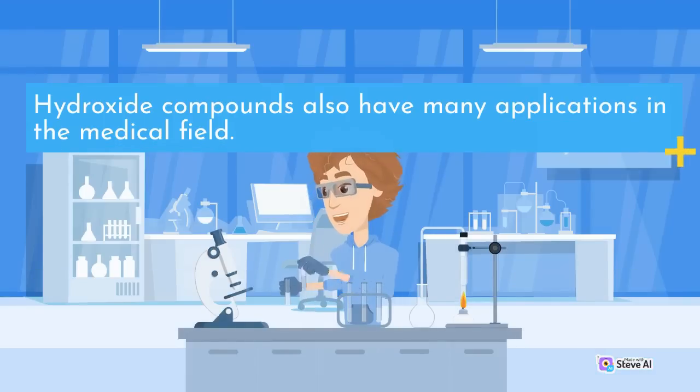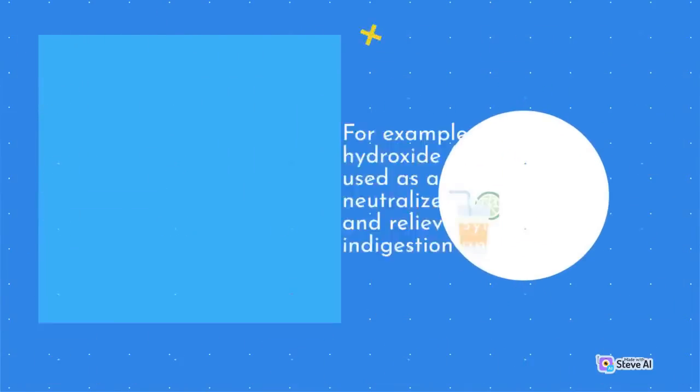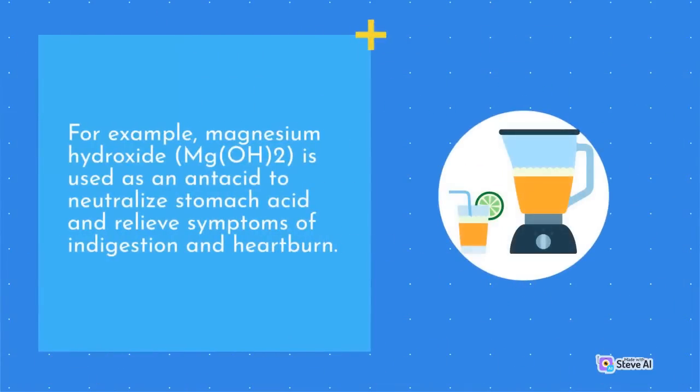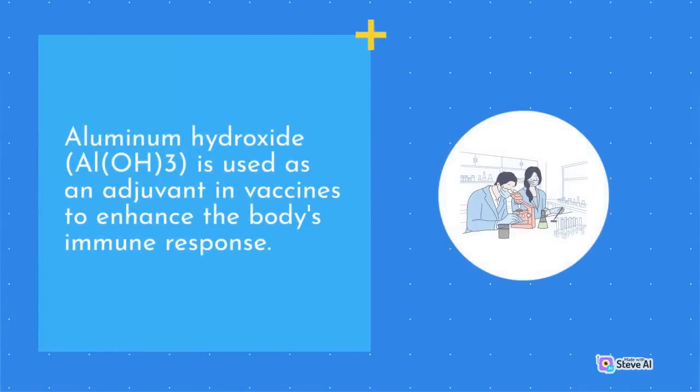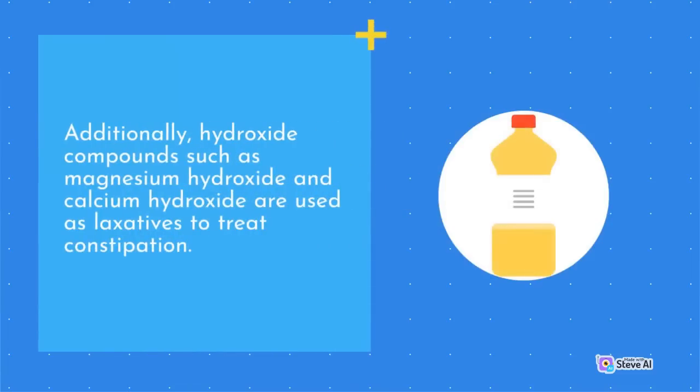Hydroxide compounds also have many applications in the medical field. For example, magnesium hydroxide, Mg(OH)2, is used as an antacid to neutralize stomach acid and relieve symptoms of indigestion and heartburn. Aluminum hydroxide, Al(OH)3, is used as an adjuvant in vaccines to enhance the body's immune response. Additionally, hydroxide compounds such as magnesium hydroxide and calcium hydroxide are used as laxatives to treat constipation.